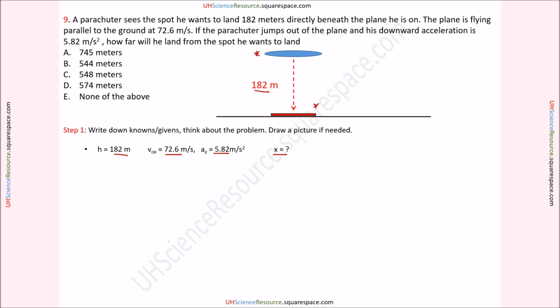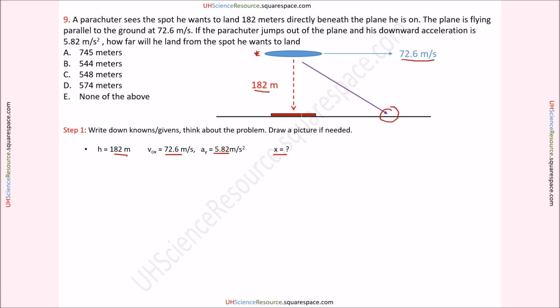Now, we're told that the plane is traveling parallel to the ground at 72.6 meters per second, and so that's completely in the x direction. And so if the man jumps out now, he's going to travel some distance x and land here instead of where he actually wants to land.